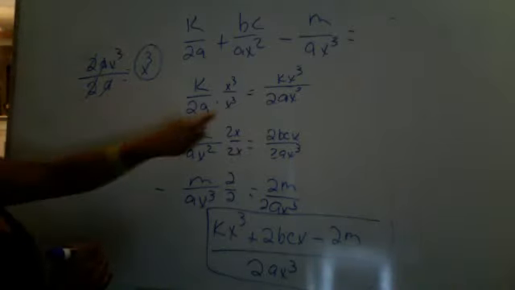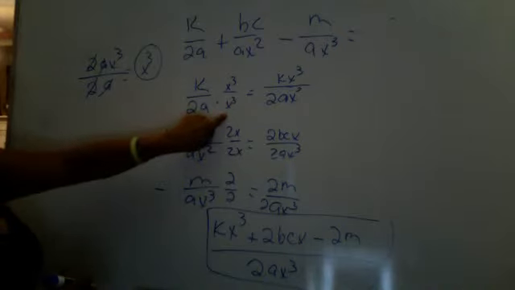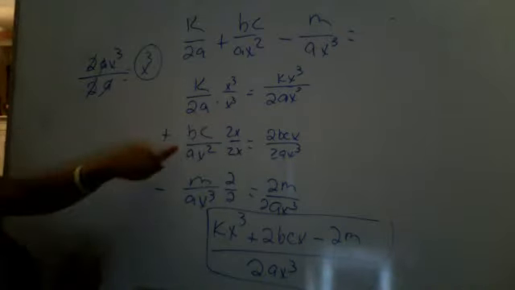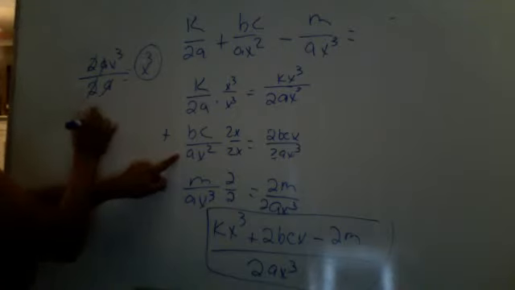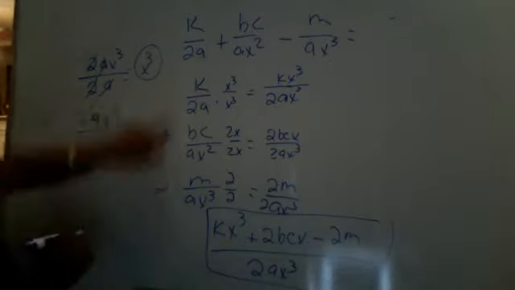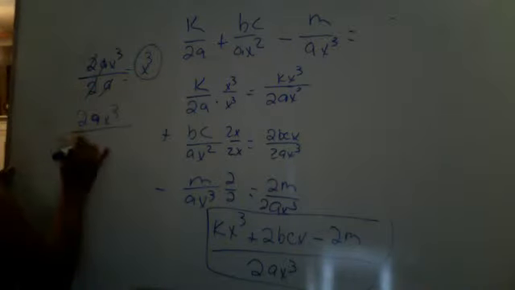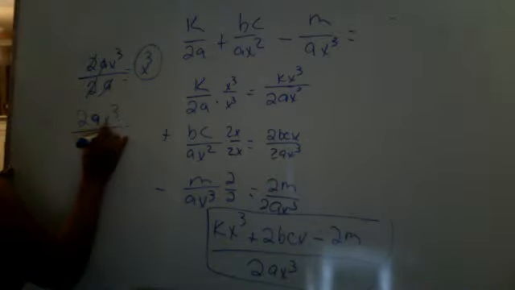Isn't that what I had to multiply the first term by? Yes. Let's do it for the second term. We take our LCD, 2ax cubed, and then it goes back to using your exponent rules. What is my original denominator for my second term? ax squared. My a's cancel out.